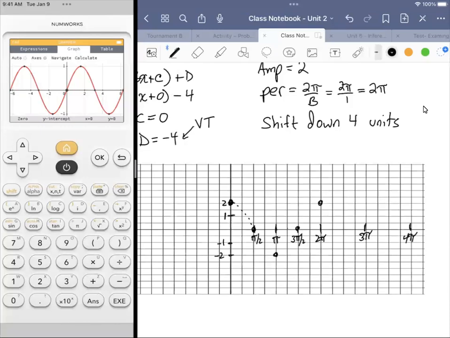You just check something, timeout. I'm not going to have enough room because we have to shift down 4 units. That's going to put me off the grid. So I'm going to bring this closer. So everything is going to get brought in closer.